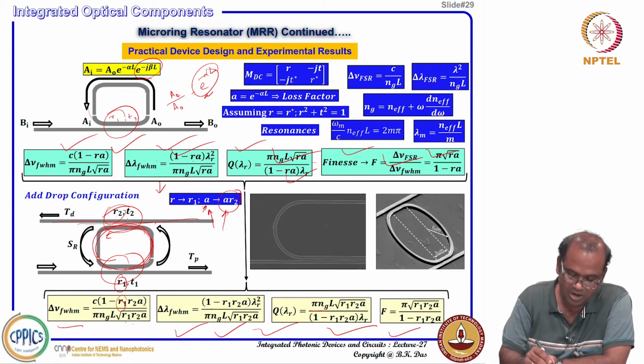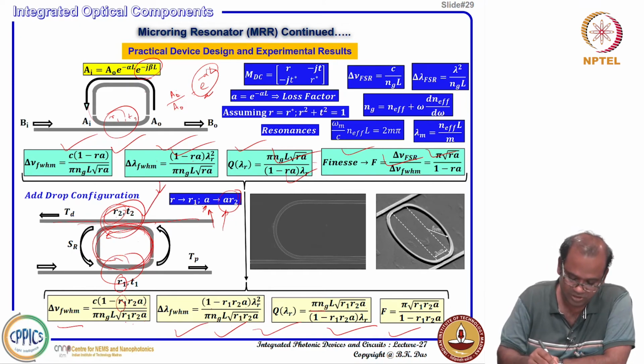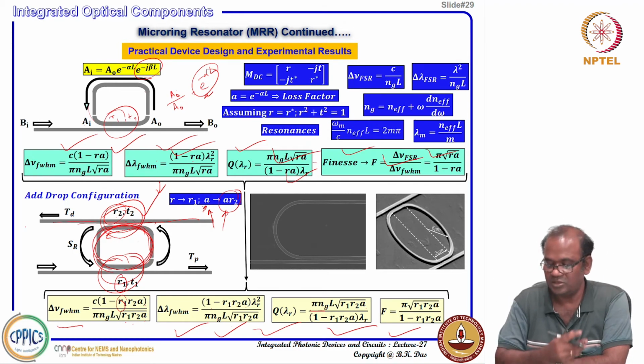So, that means you only need to design your directional coupler here for a desired R2 T2 and a desired R1 T1, and the perimeter you design for a particular resonance wavelength you want to store or you want to drop, then it is fine, absolutely fine.